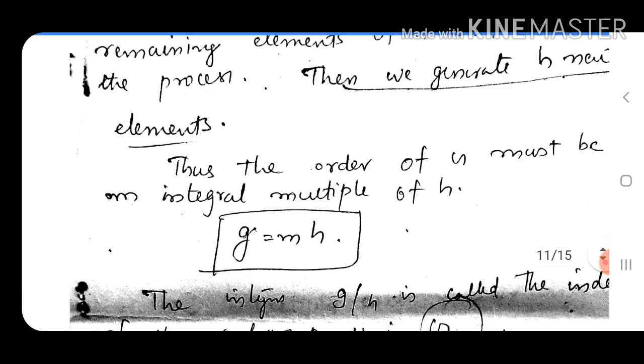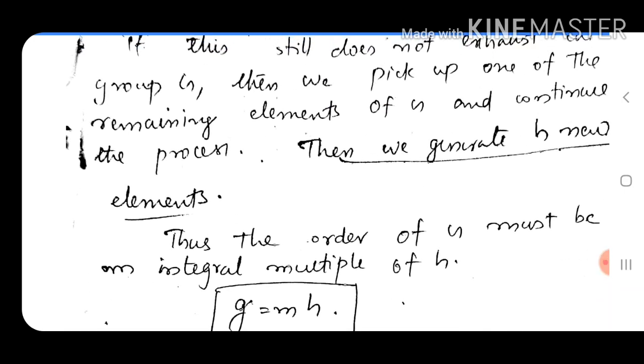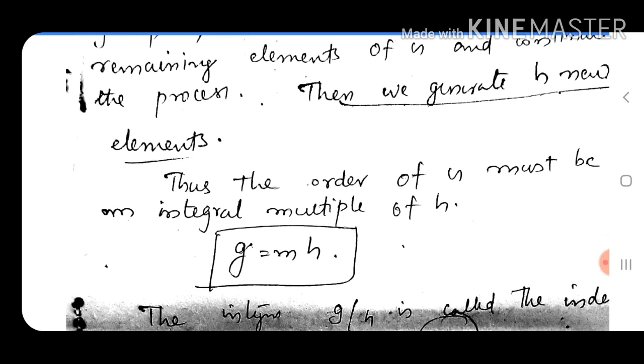Then actually we will finally be getting the group itself. When you continue this process, start with the subgroup, then union with XH, then union with YH, you will finally get back the group G itself. So starting from a subgroup of order h, we generate h new elements each time, and finally we get the group G itself, which has small g elements.